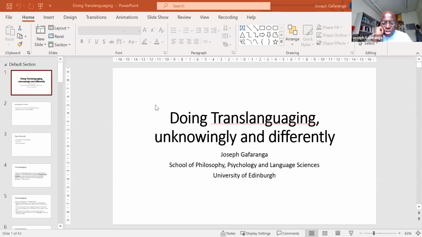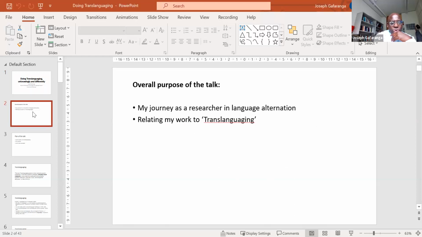And so I decided I was going to come up with this rather funny title of doing translanguaging unknowingly and differently, by which I really want to overview my work and relate it to translanguaging, and say that it looks like I've been doing the same thing as translanguaging theory, but doing it differently. And obviously, if you do it differently, you come to different results. So I'll talk about my work and relate it to translanguaging, taking, of course, translanguaging as the most popular concept currently in use in the study of bilingual language practices.